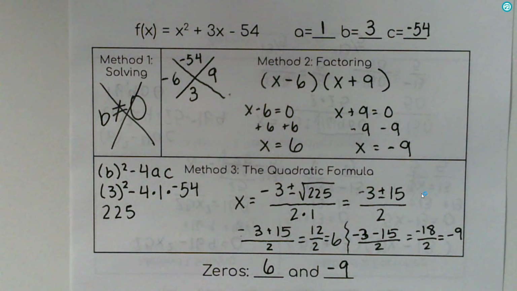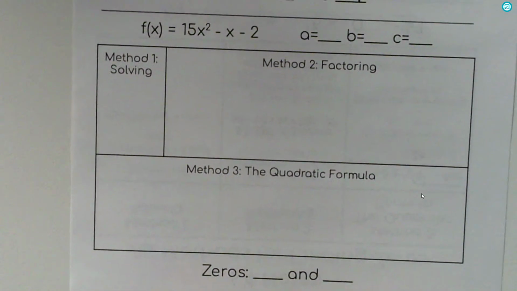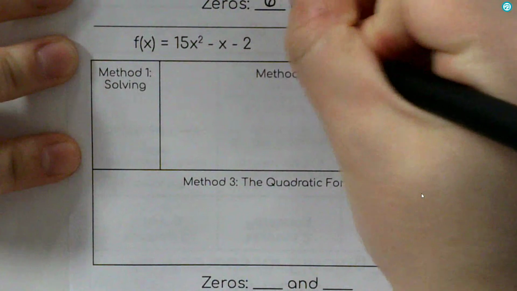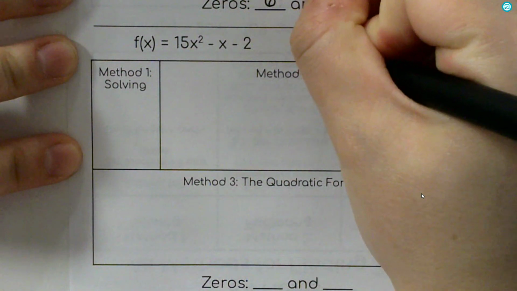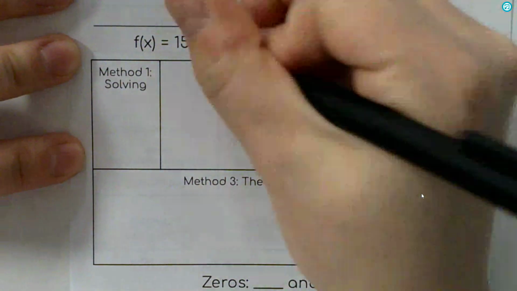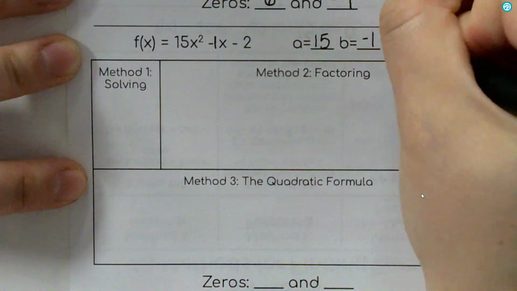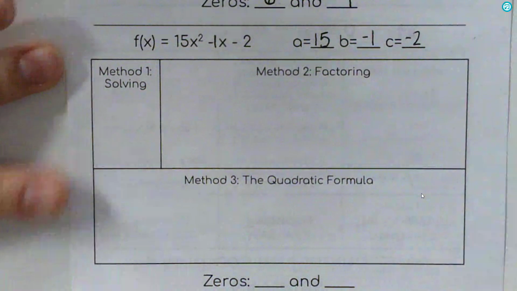Okay. Last problem we've got. 15x squared minus x minus 2. My a value is 15. What's my b value? Negative 1. And what's my c value? Negative 2. So don't lose those negatives.